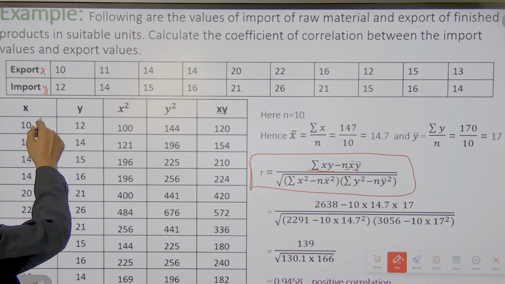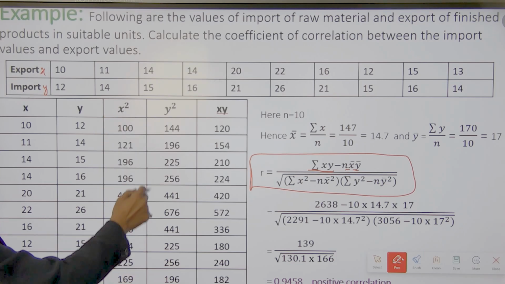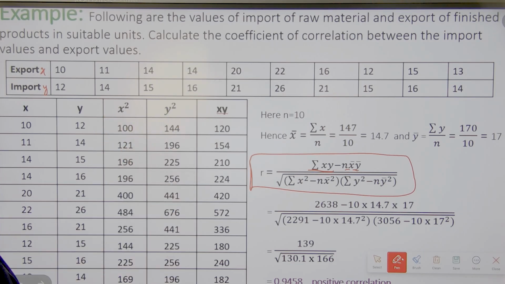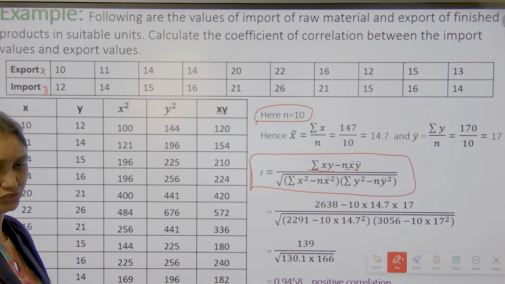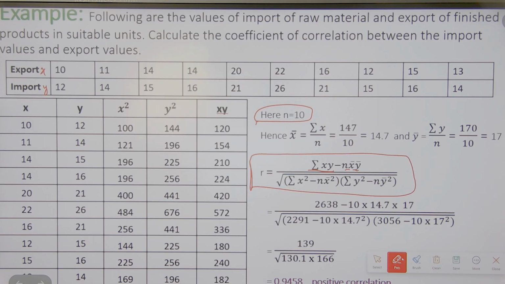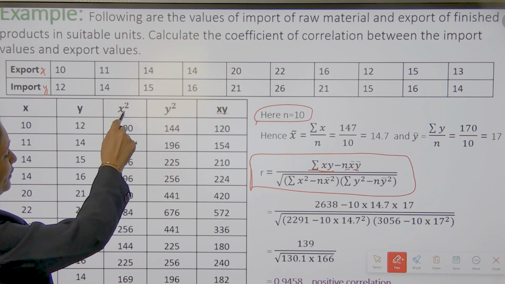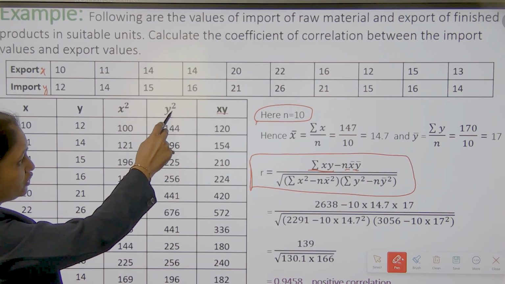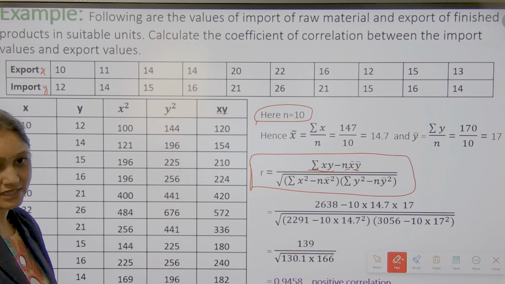So these are the x values, these are the y values. This column is for x square, this column is for y square, and this column is for the product of x and y. Here n is equal to 10, that means the number of values of x and y are 10 each. These are the values of x, and the total is 147. The values of y, the total is 170. Values of x square, the total is 2291. Values of y square, the total is 3056. And values of xy, the total is 2638.